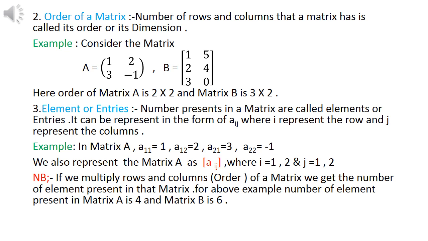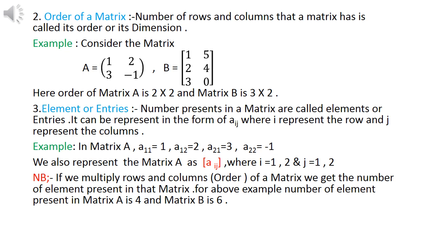Similarly, if we consider the matrix B, then what is the value of a13? For a13, we have to look at the first row and third column. There is no element in the first row and third column. So we say that there is no element. If we find out a21 in matrix B, then it is the element present in the second row and first column. Which element is present in the second row and first column? That is 2. So a21 is equal to 2.